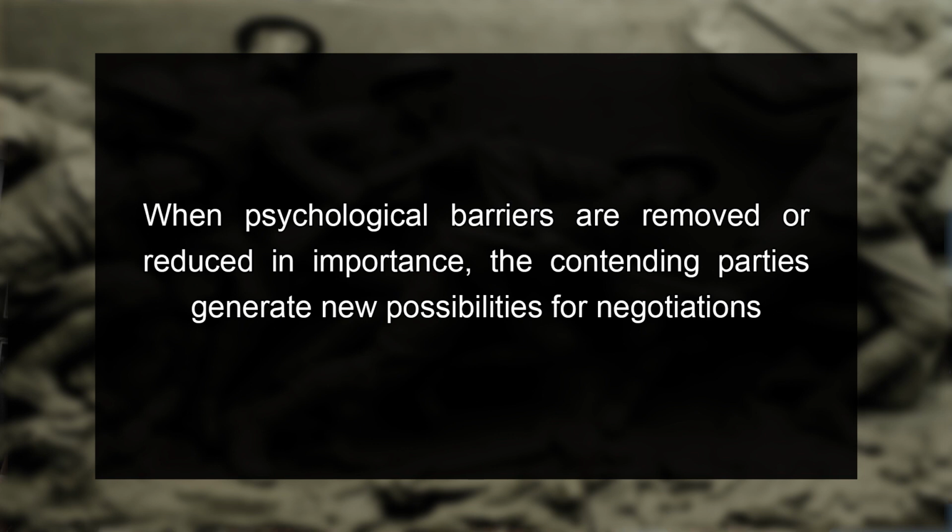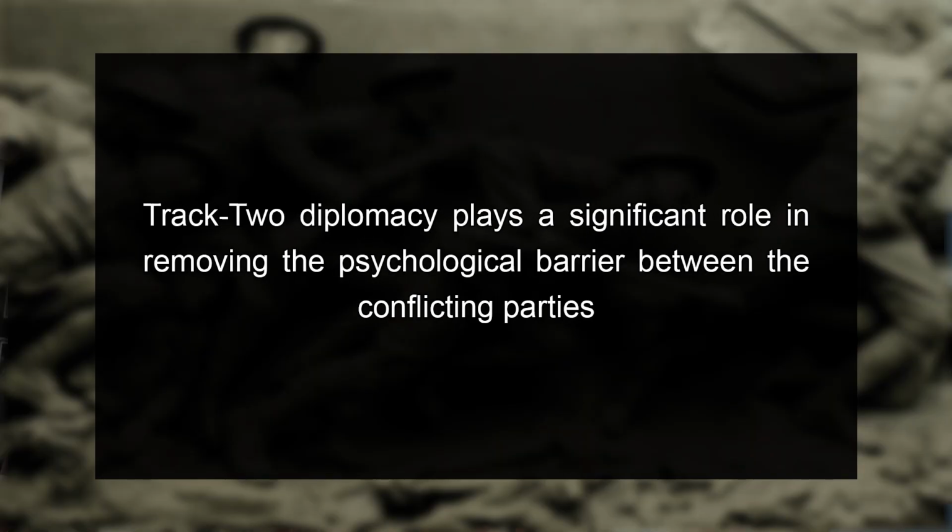Overcoming psychological barriers does not resolve conflict, and political solutions must still be negotiated at the political level through political processes. Nevertheless, when psychological barriers are removed or reduced in importance, the contending parties generate new possibilities for negotiations. Consequently, rigid postulations and stances rooted in history no longer bar the prospect of resolving an issue. In this context, track 2 diplomacy plays a significant role in removing the psychological barrier between the conflicting parties.